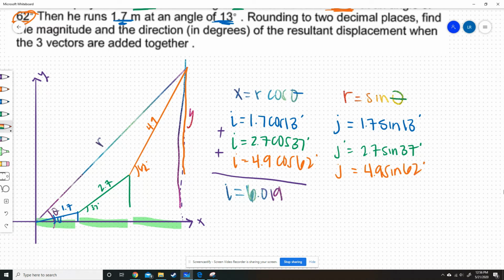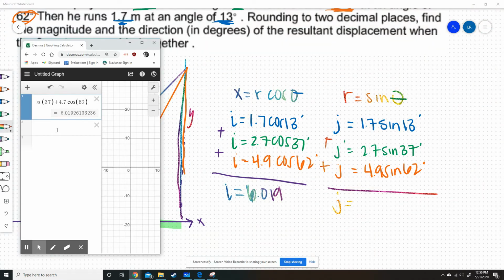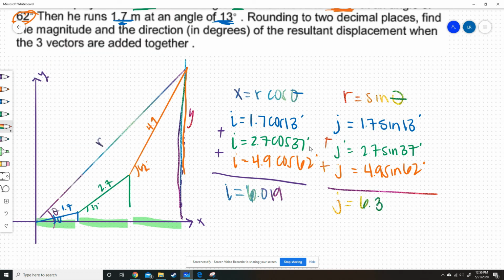And to get this entire line, we need to add the orange, the green, and the blue. So we will add these together. And that's going to give us our entire j component. And so let's go ahead and take our calculator again. And we're going to do 1.7 sine of 13 plus 2.7 sine of 37 plus 4.9 times sine of 62. And we get that our j component of this is going to be 6.334.